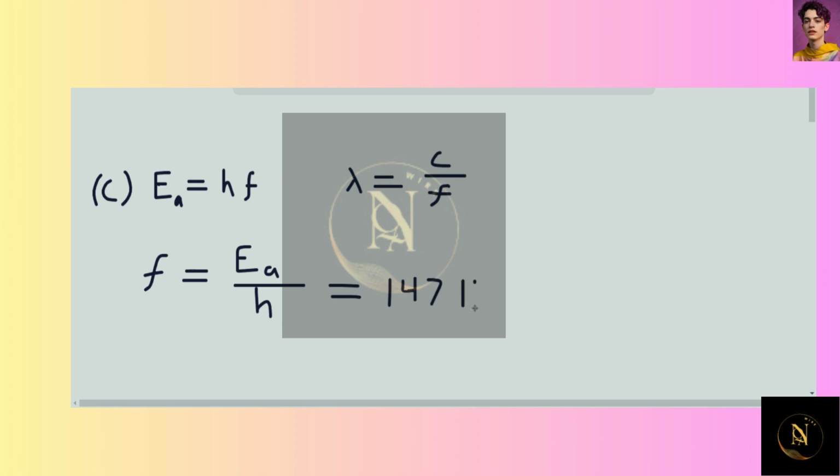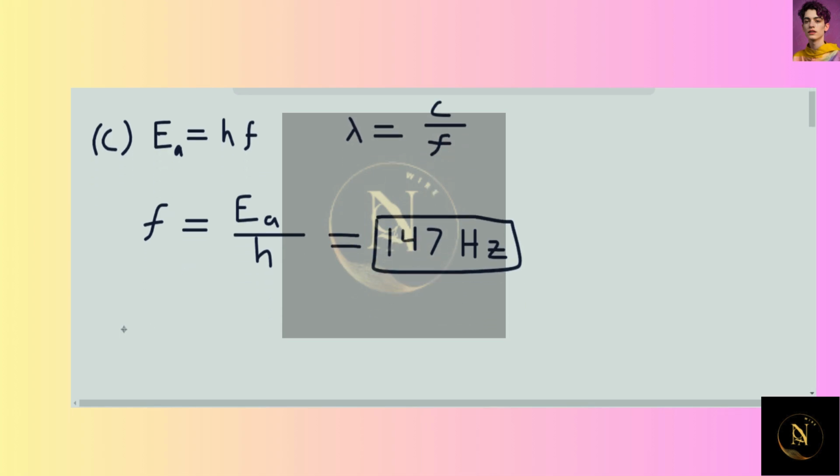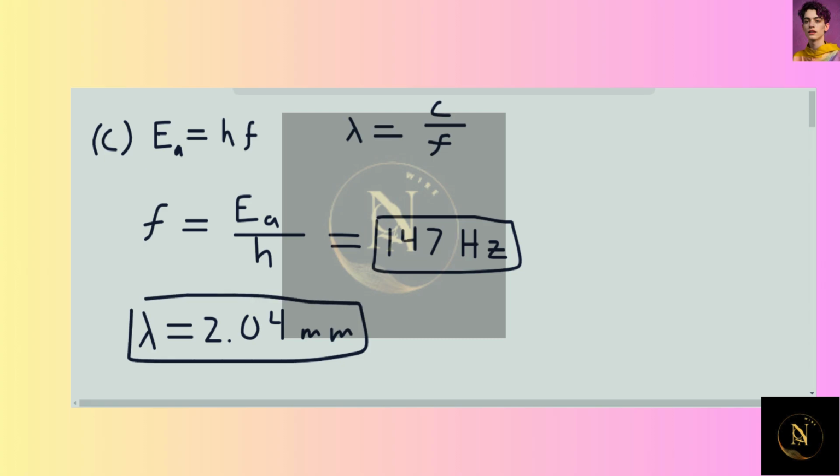Now we can find the wavelength. Since it's light, it will be traveling at the speed c. Wavelength is just the speed c, 3 times 10 to the 8 meters per second, divided by the frequency. So therefore, since we know the frequency, the wavelength comes out to equal 2.04 times 10 to the 6 meters. And we box that in as the second part of our solution for part C, the final part of the question.